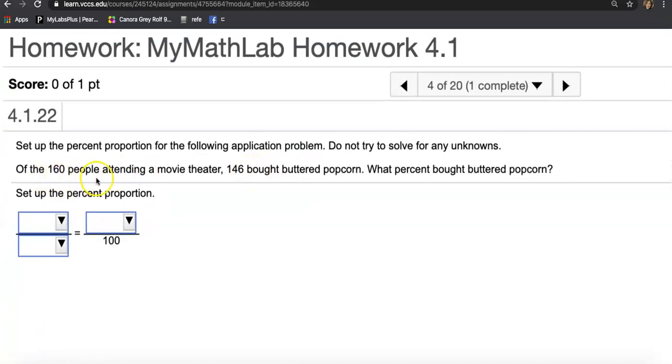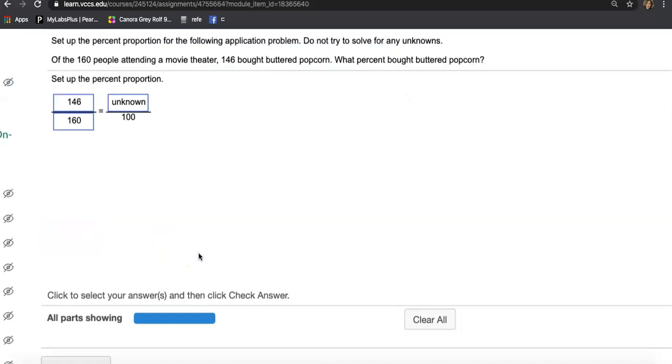All of the 160 people attending a movie theater, whatever comes after "of" is going to be the bottom of the fraction, the whole. 146 bought buttered popcorn, so that 146 is going to be the part. And what percent bought buttered popcorn? That is the unknown.